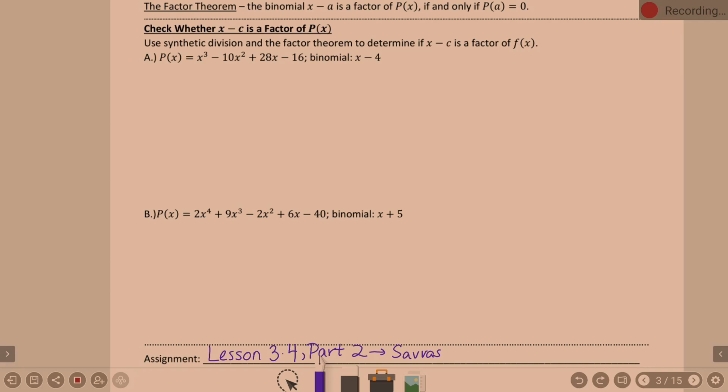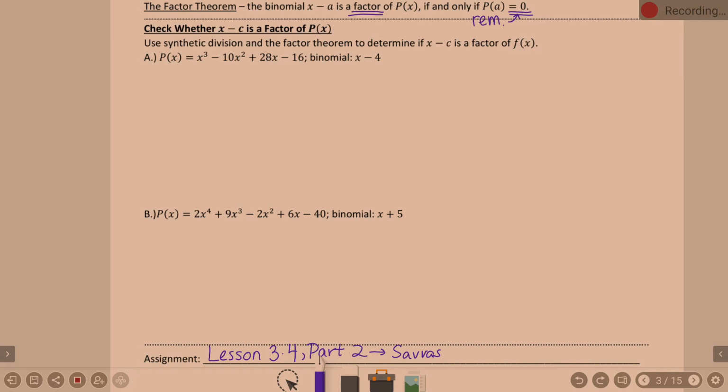The factor theorem says the binomial x minus a is a factor of p of x if and only if p of a equals 0. What is that equal 0 saying? They're saying if the remainder is 0, something is a factor if the remainder is 0.